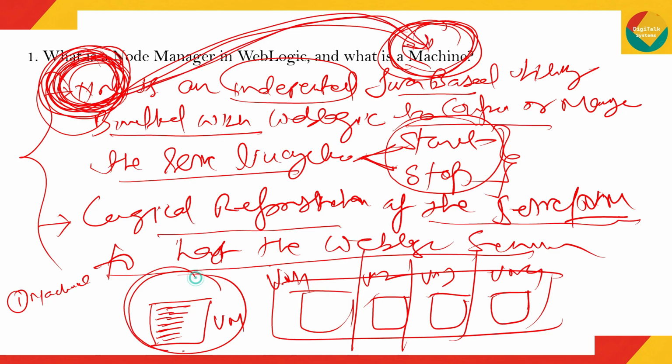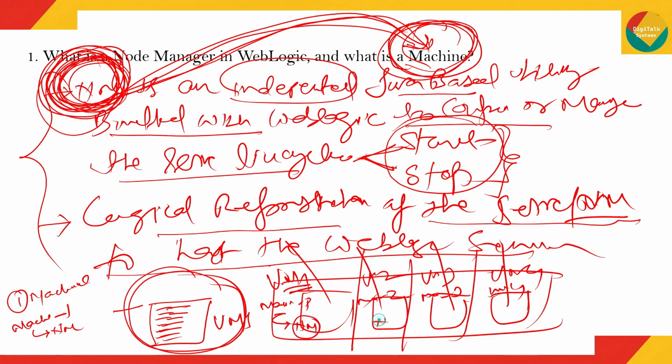So that means if you have only one virtual machine, you will create one machine, maybe with a name like machine_1, and inside this machine you will configure a node manager. Similarly, if you have four virtual machines, when you are creating the domain you have to create four machines from the console: machine_1, machine_2, machine_3, machine_4, and each machine will have the corresponding node manager. The node manager of this machine, node manager of this machine, node manager of this machine, and node manager of this machine.